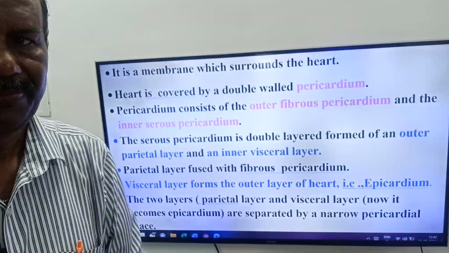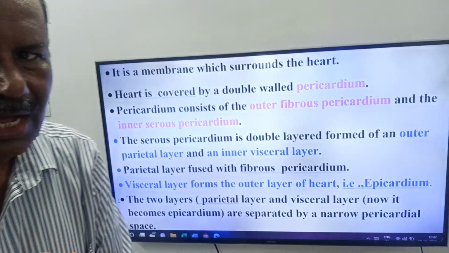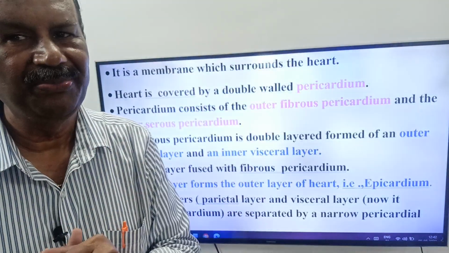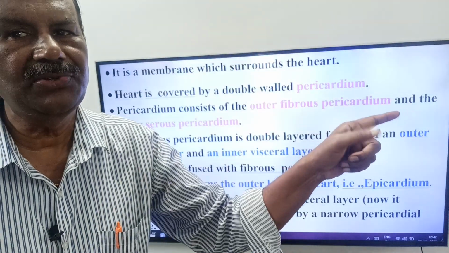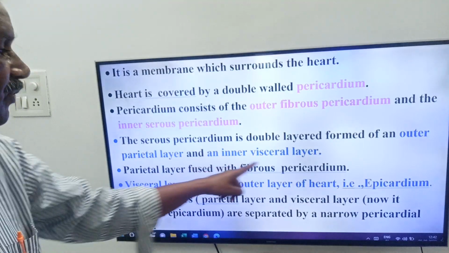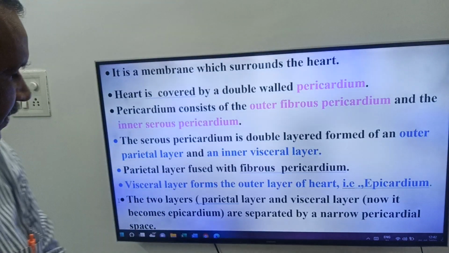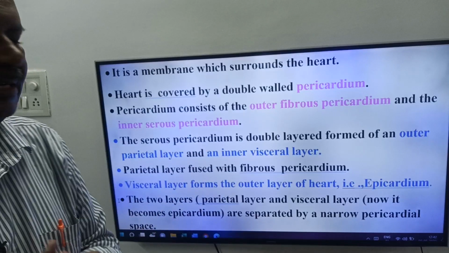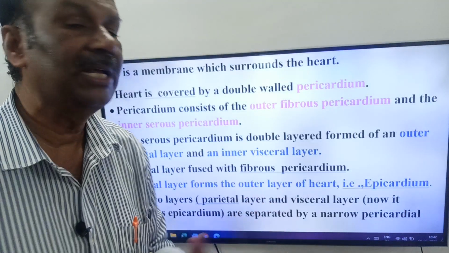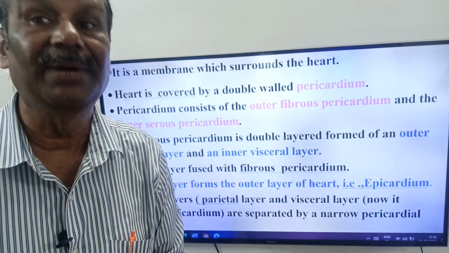Parietal layer is the outer serous pericardium. It fuses with whom, friends? It fuses with the fibrous pericardium. Means it is present below the fibrous pericardium. The visceral layer forms the outer layer of the heart, that is epicardium.